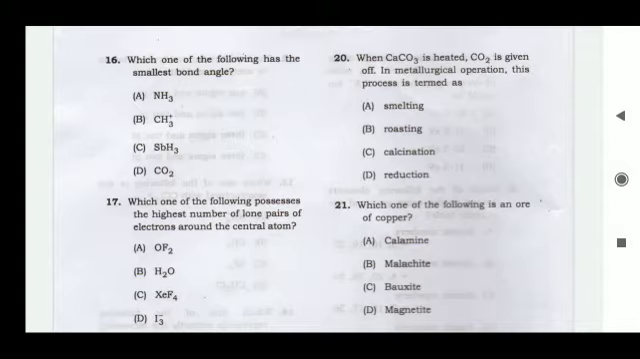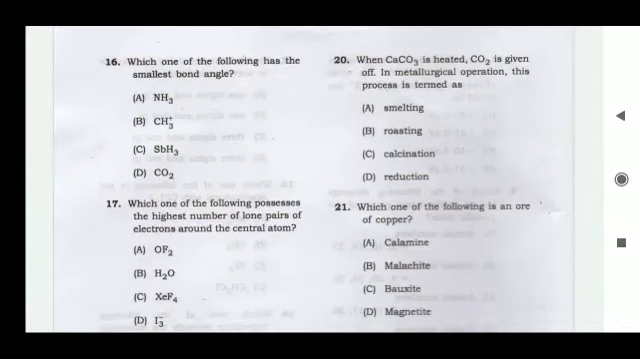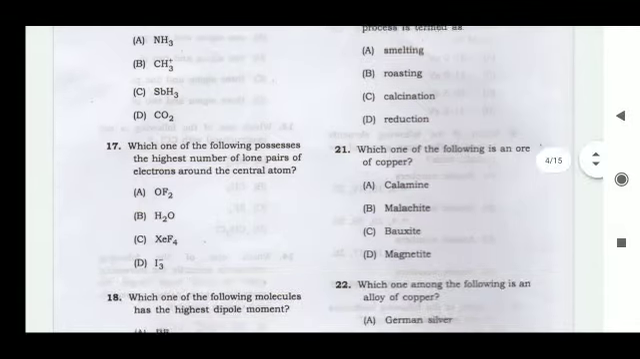So you have to first find out sp3 molecules. So we have two sp3 molecules here, A and C. And remember, out of NH3 and SbH3, nitrogen has higher electronegativity. So because of higher electronegativity, nitrogen will have more electron cloud above it. As a result, there will be repulsion between bond pair and lone pair, and the bond angle between H and H in NH3 will be more than that of SbH3. And here the question is, which has smallest? So option C will be the answer, SbH3. Next question.